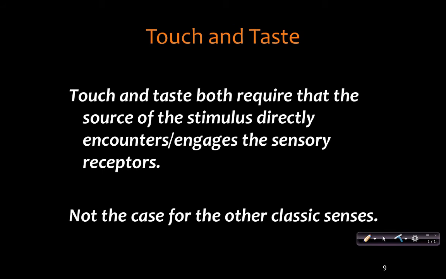Let's compare a couple of these just to have some background and perspective on these. When we think about touch and taste as a sense, both of these require that the actual source of the stimulus directly engage the sensory receptors. And that's not true for the other 5 classic senses. So in order for you to have the sense of touch, there's got to be something laid on you. In order for you to taste something, there's got to be some food product or chemical in your mouth that would actually come in contact with your sensory receptors.